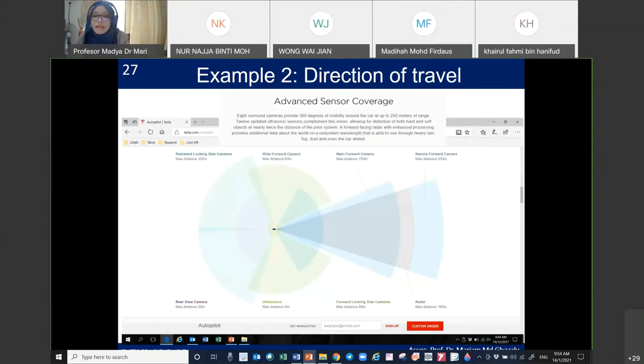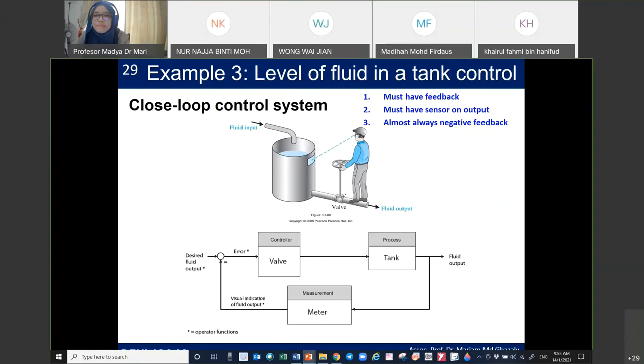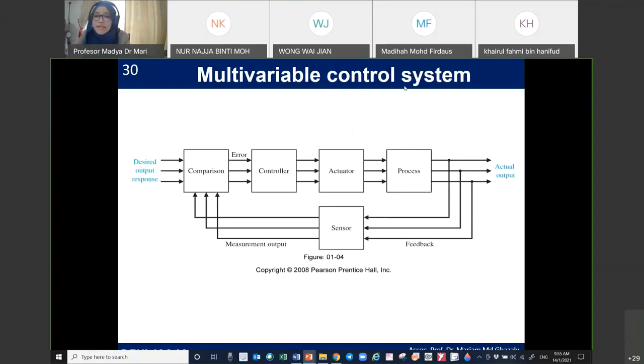Okay, this one you can go through and look at how it works. You have so many cameras in Tesla, so you can just go through there. And then this one is an example of a fluid tank. This is an example of manual control, open loop. The goal is to regulate the level of fluid by adjusting the valve. Just go through, very simple. From here, open loop, you are going to control it and make it into a closed loop. Very fast, and sometimes you can actually control a multi-variable control system.